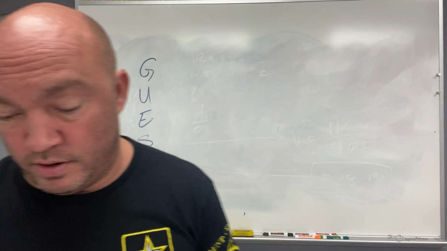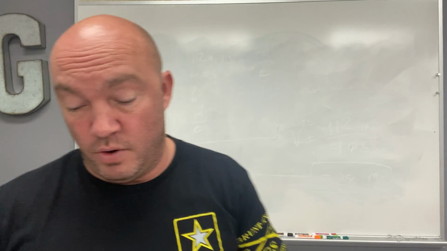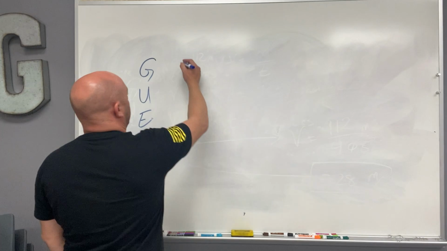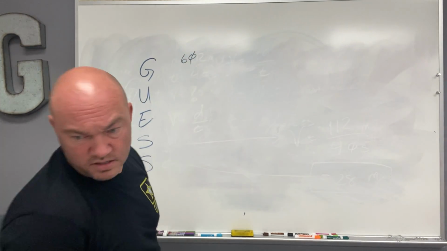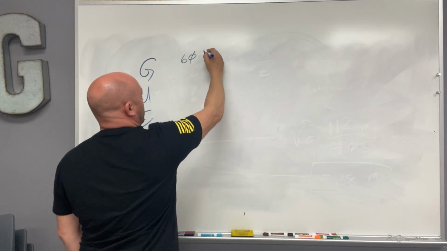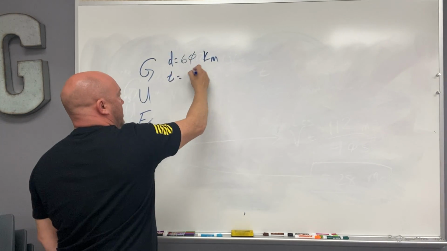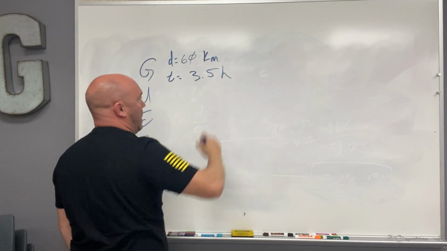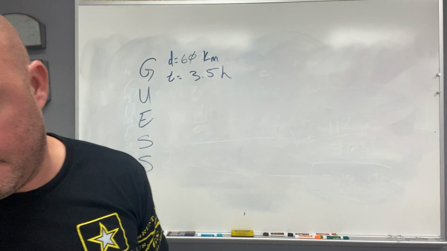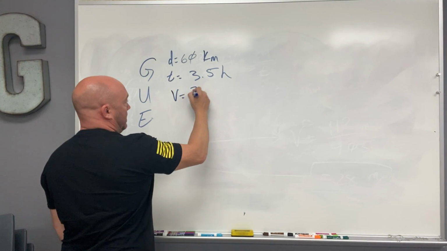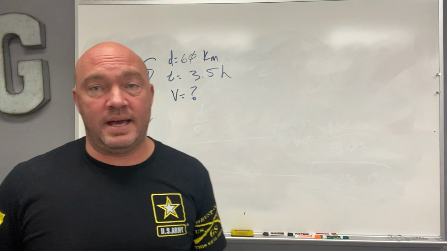It says a bicycle rider travels 60 kilometers in 3.5 hours. What is the average speed? All right. So I know that the distance he travels is 60 kilometers, and that is his distance. And his time is 3.5 hours. Okay. What is the average speed? So what am I looking for? My unknown is velocity. I have no idea what that is.